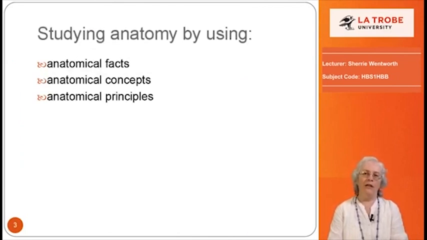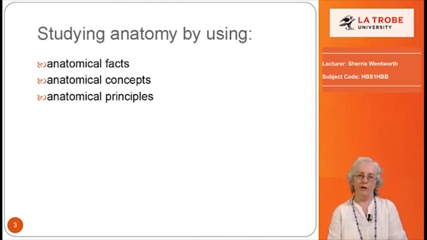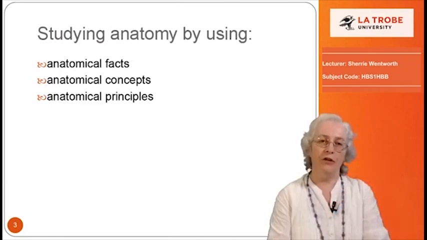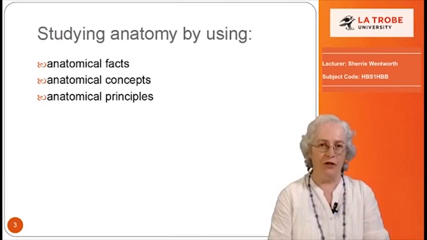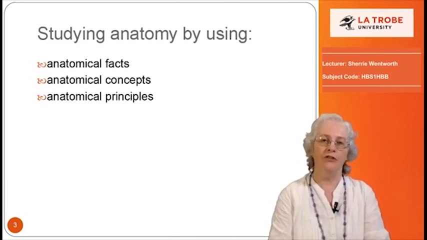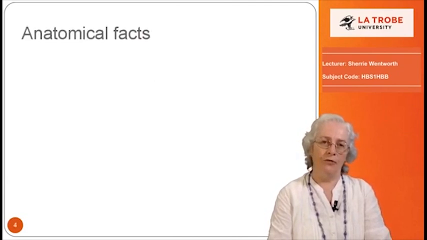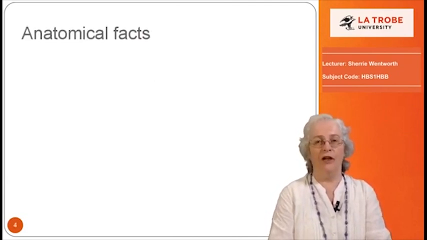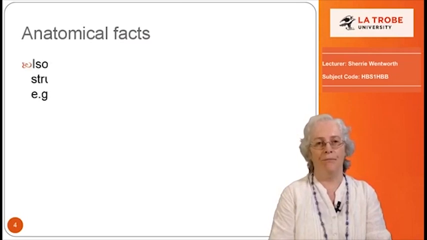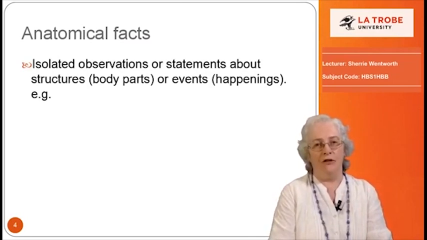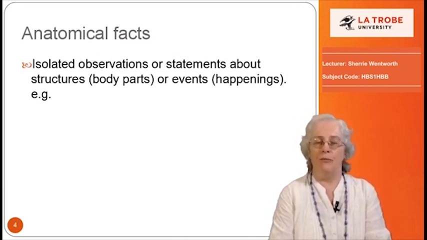So how do we help you in studying anatomy? We use the ideas of fact, concepts and principles, as I've indicated. I'll be going through each of these separately. Fact is what it sounds like. It's a fact, a bit of information. So it's isolated: an observation or a statement about a structure, a body part, or an event, something happening.